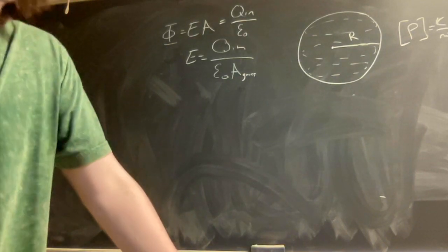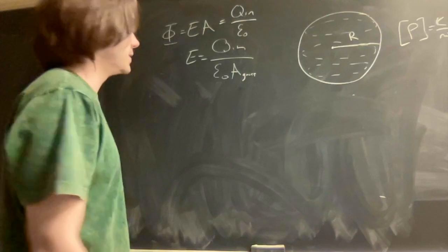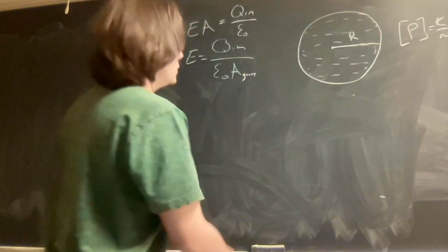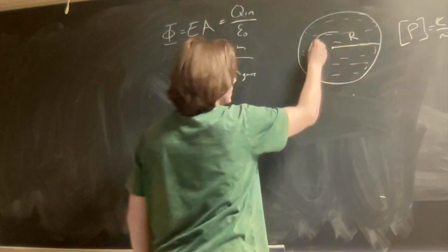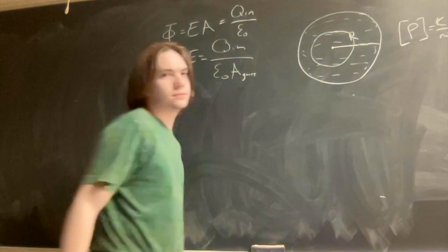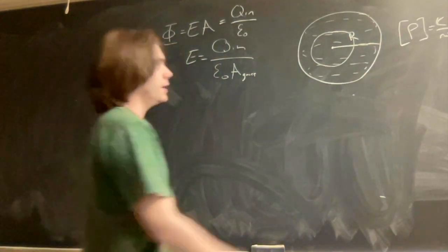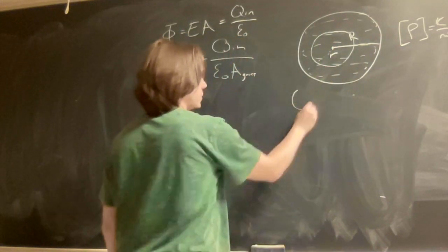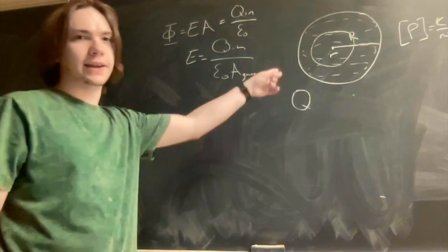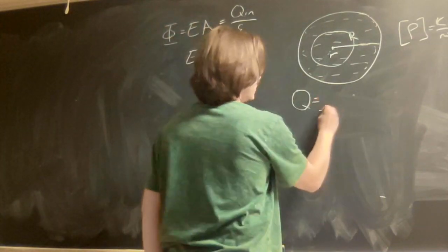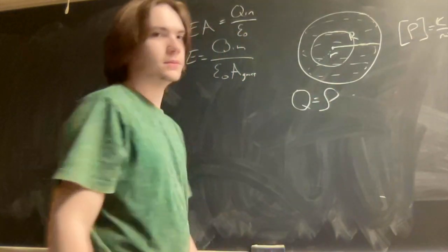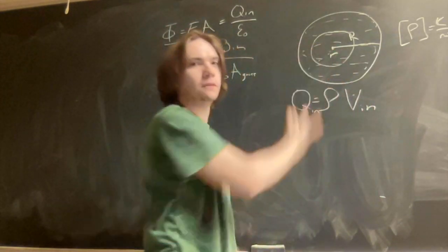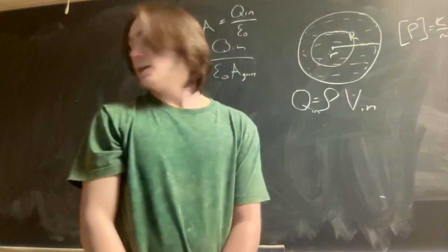So next, what we're going to do is figure out what Q is for the inside. First, we're going to focus on the inside of the sphere. If we draw a Gaussian surface inside the sphere, it's going to have a radius of little r. If we want to find the charge contained inside of that Gaussian surface, we would do the charge per volume times the volume inside the Gaussian surface. Not the volume of the entire sphere, but the volume inside the Gaussian surface.